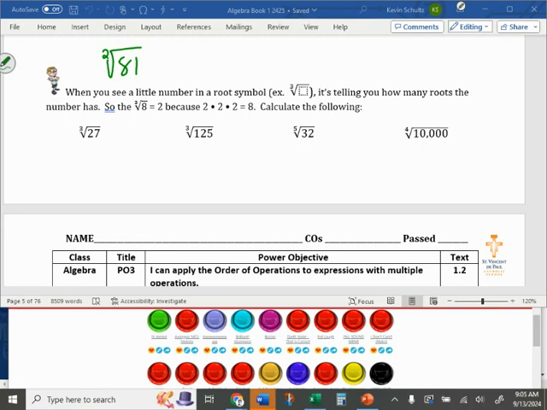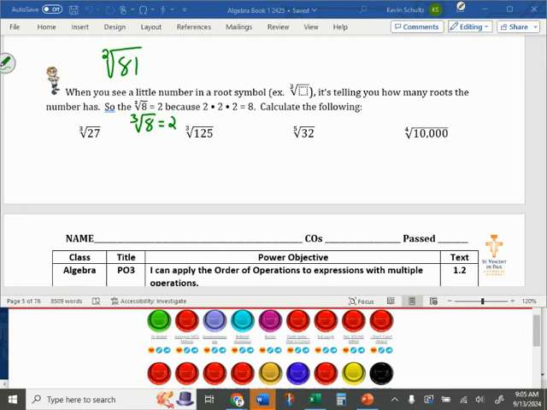Which means that you can have other numbers there to talk about other types of degrees, okay? If you have the cubed root of 8, the cubed root of 8 equals 2, because in this case, it's asking what number cubed is 8. A square root is just what times itself. A cubed root is what cubed, or what times itself times itself.